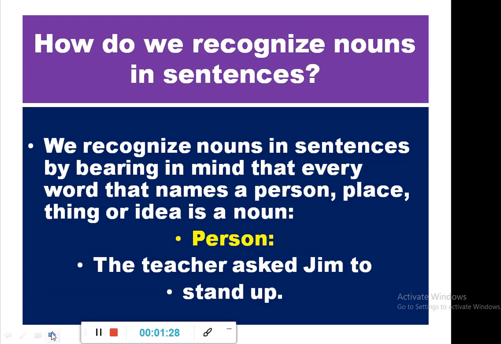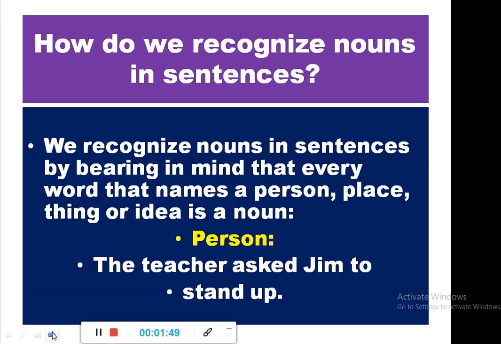How do we recognize nouns in sentences? We recognize nouns in sentences by bearing in mind that every word that names a person, place, thing, or idea is a noun. That's what we have to bear in mind.